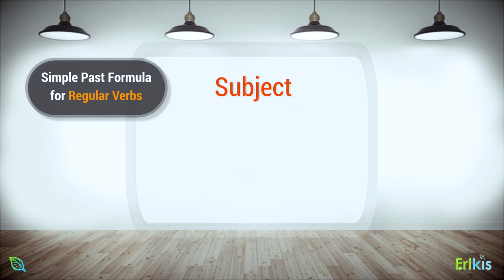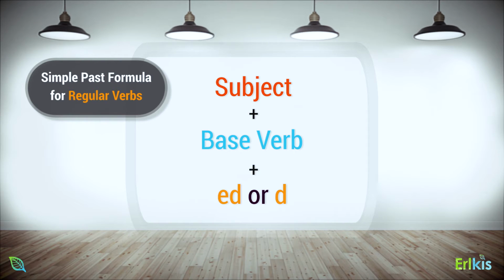We start with the subject plus the base verb plus ed or d depending on the spelling of the word. This formula only applies to regular verbs. Irregular verbs do not take ed or d because they have their own spelling. It's a different form. We'll look at some very shortly, but let's first look at some examples of the simple past with regular verbs.